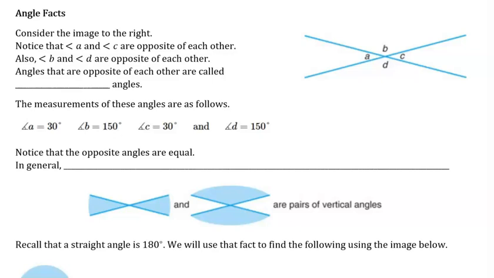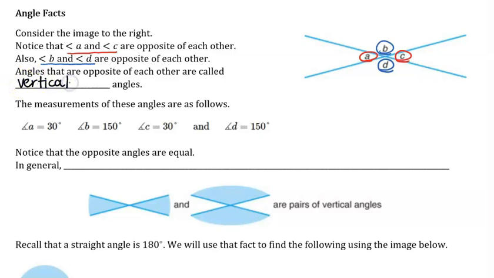Let's move on to talk about angle facts. We will use these angle facts to solve for missing angles. So look at this image off to the right here. Notice that angle A and angle C are opposite of each other. Similarly, angle B and angle D are opposite of each other. Angles that are opposite of each other are called vertical angles.